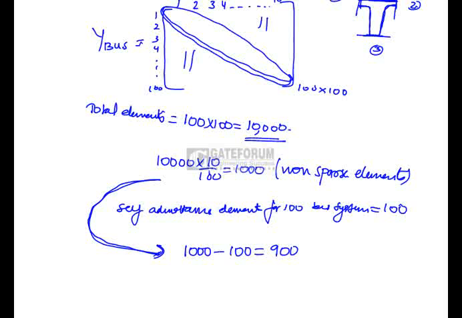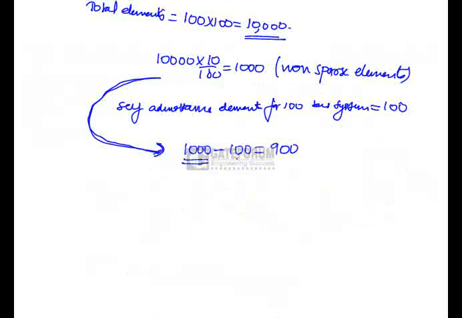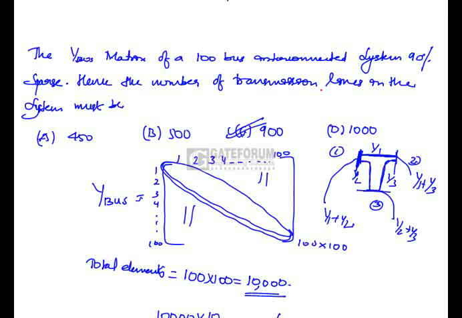What is self-admittance? Suppose the transmission lines have admittances y1, y2 and y3. Self-admittance at bus 1 is y1 plus y2. Similarly, self-admittance at bus 3 is y2 plus y3. Similarly, self-admittance at bus 2 is y1 plus y3. So we have to subtract the self-admittance matrix elements from the non-zero entry elements. So it is 1000 minus 100, equal to 900. So the number of transmission lines in the system must be 900, which is option C.